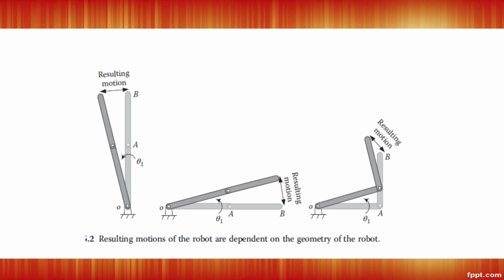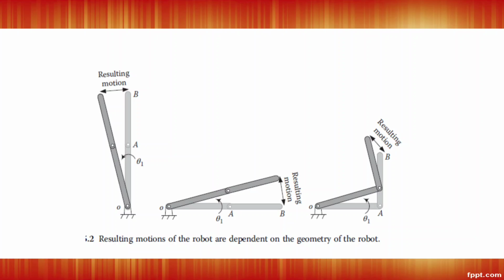This figure shows a simple robot arm in 3 different positions. In all cases, the joint rotates by the same angle theta, and even though the joint moves the same, the end point B moves in a different direction in each position. In the first position B moves sideways. In the second position B moves mostly up and down. In the third position B moves in a slanted direction.